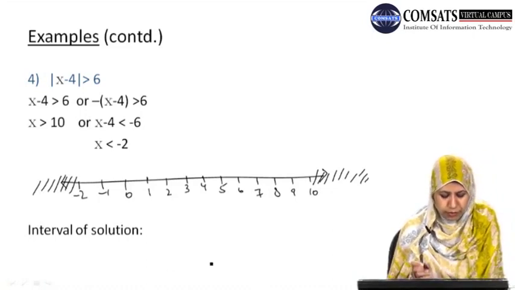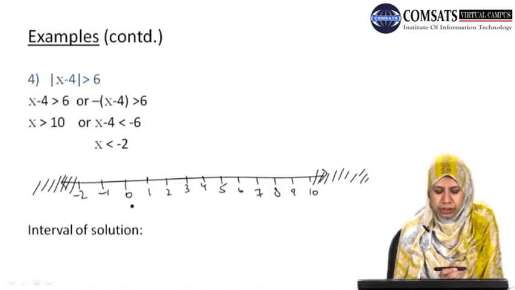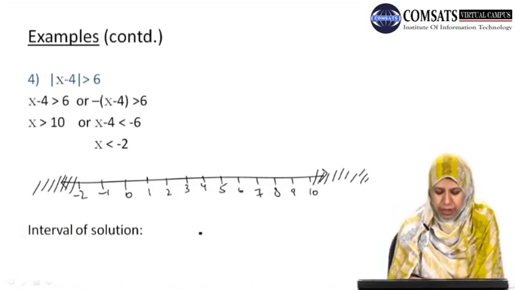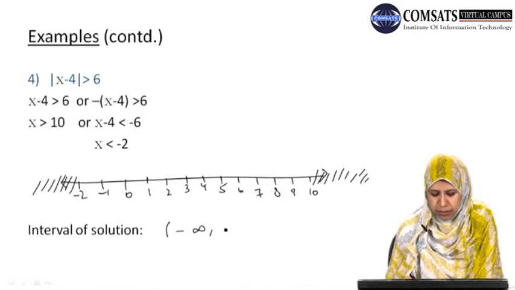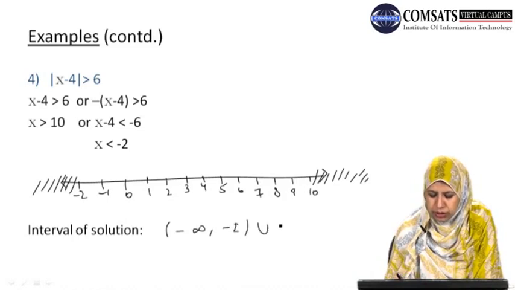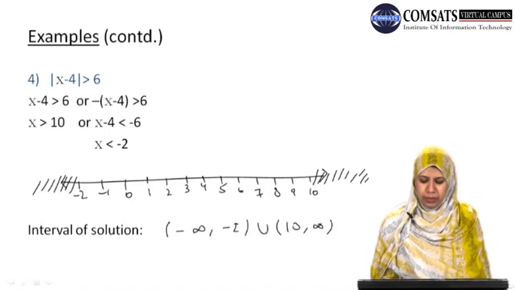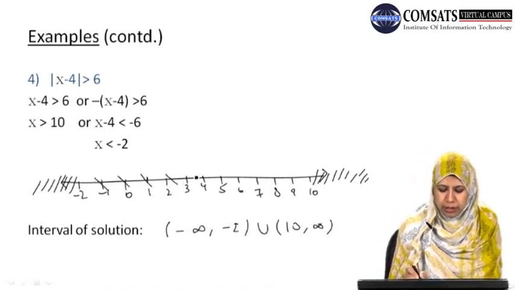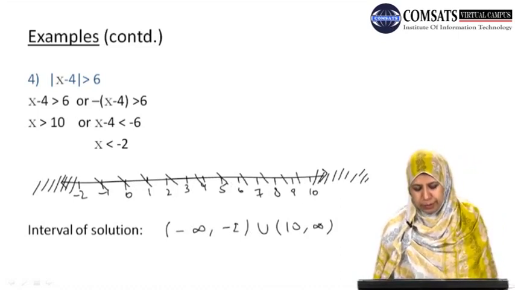So in this case, our interval of solution is the union of two intervals, that is minus infinity, -2, round bracket means not included, union 10 up to infinity. So all these points between -2 and 10 are not a solution of this inequality.